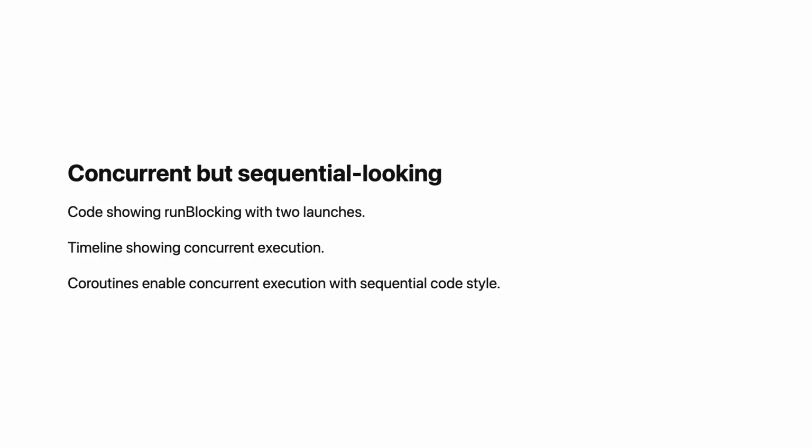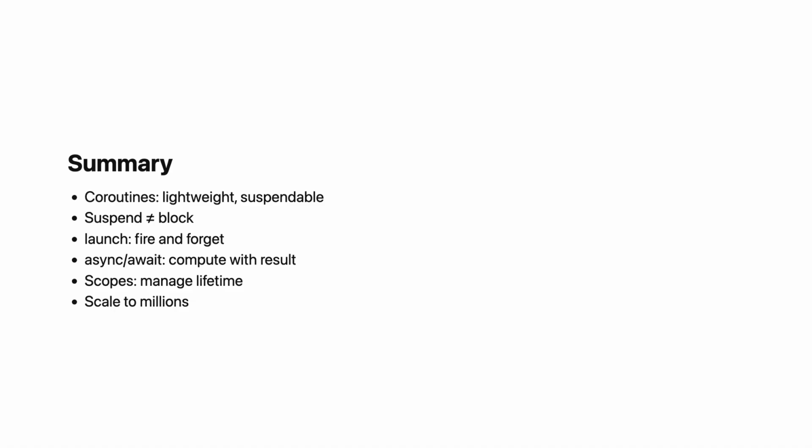A simple example: runBlocking { launch { delay(1000); print "task 1 done" }; launch { delay(500); print "task 2 done" }; print "both launched" }, then print "all complete". runBlocking creates a scope. Two coroutines launch. They run concurrently. Task 2 finishes first because its delay is shorter. After both complete, the scope ends, and the outer print executes.